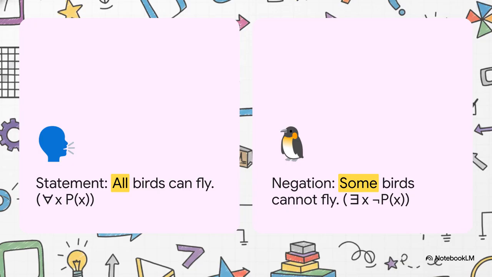Let's say I make the claim all birds can fly. To prove me wrong, what do you have to do? You don't have to prove that no birds can fly. You just have to find me some bird that cannot fly. You just have to point to one penguin. So the negation of for all P of X is there exists an X that is not P of X. The opposite of all isn't none, it's some are not.